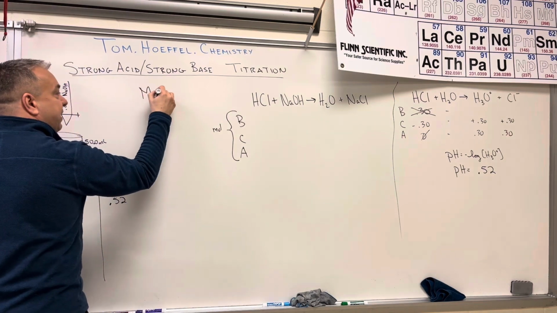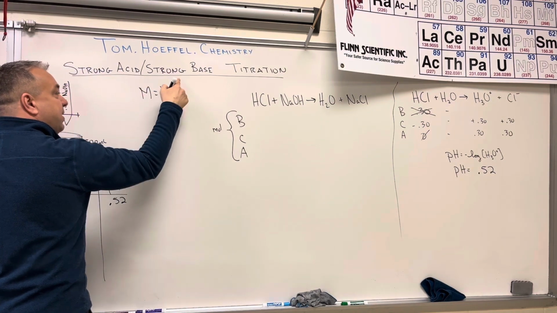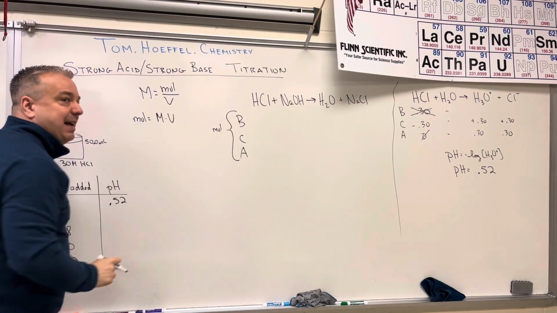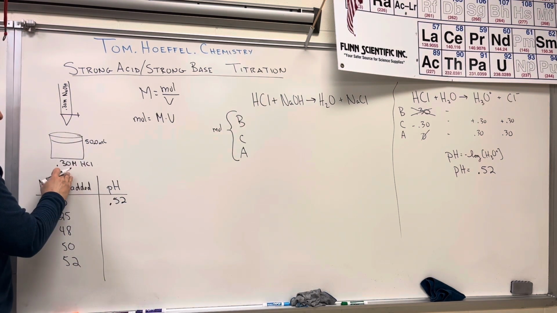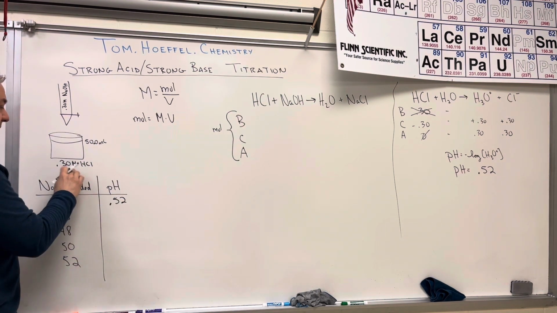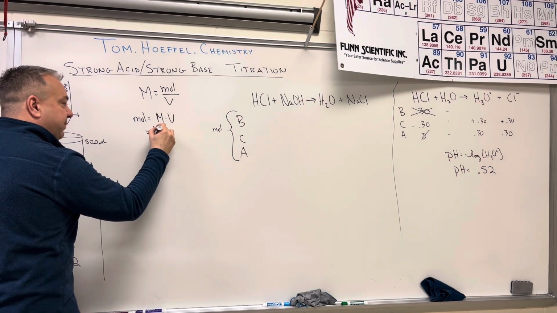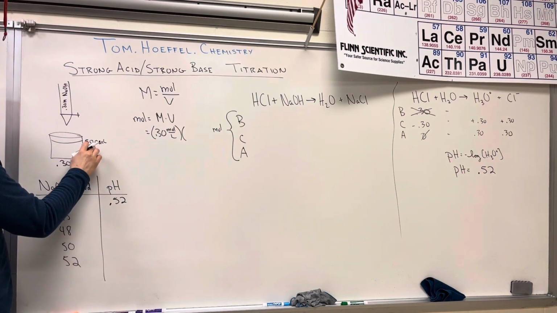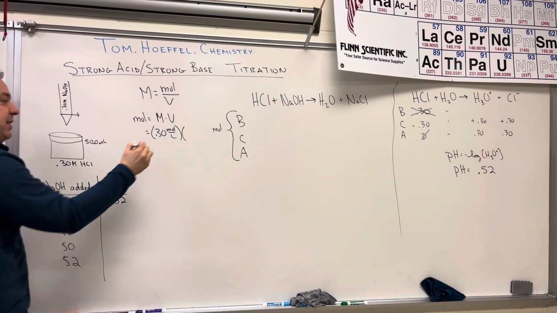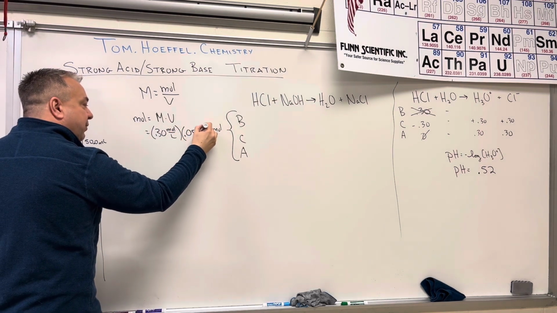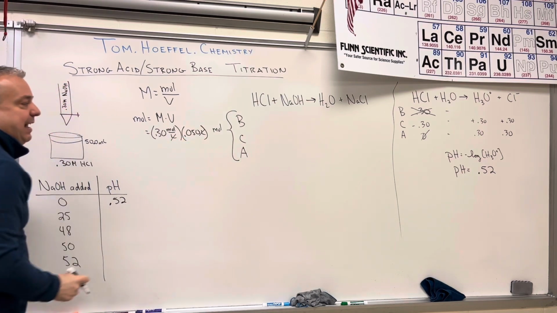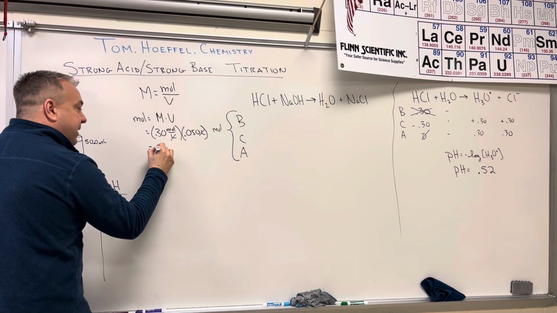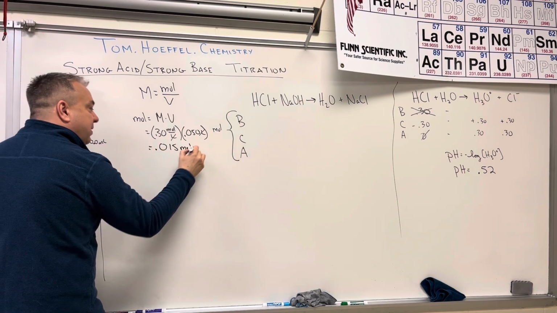Let's calculate the moles of acid and moles of base using the molarity equation. Molarity is equal to moles over volume, so with some cross multiplication, moles is equal to molarity times volume. Let's do the acid part first. The molarity is 0.3 moles per liter, and we have 50 milliliters, which has to be converted into liters, so it's 0.050 liters. You see how the liters cancel out, and 0.3 times 0.05 gives us 0.015 moles for the acid.